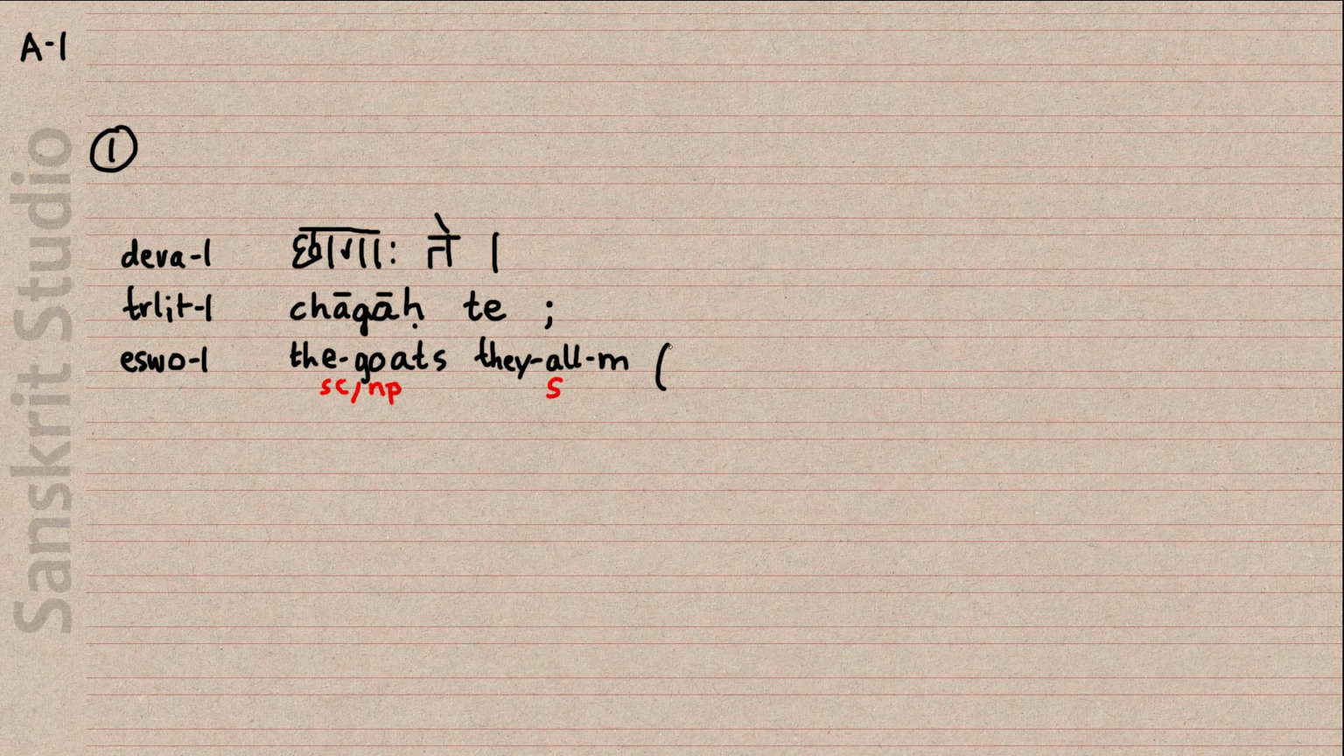We are going to specify what the verb is, and the verb has to jive with, has to correspond to the subject. So they all am is a plural one. So they all are.